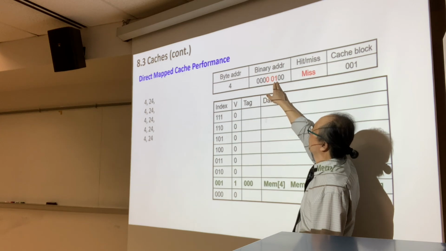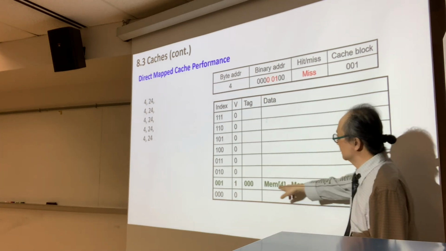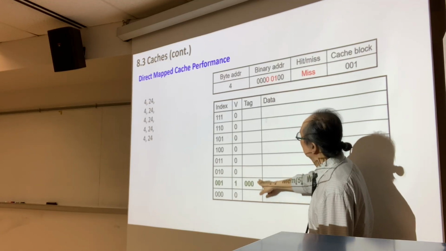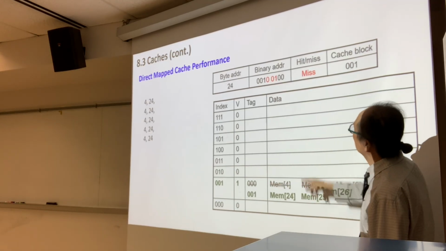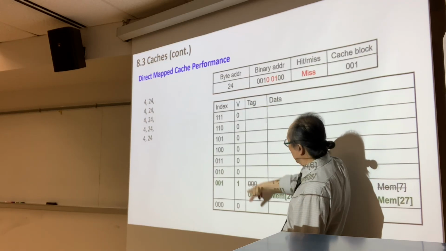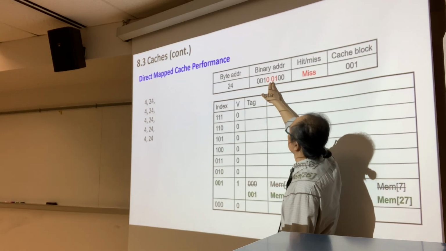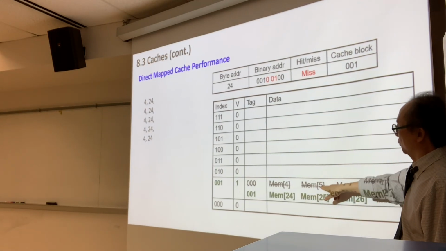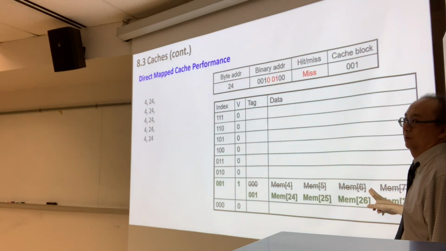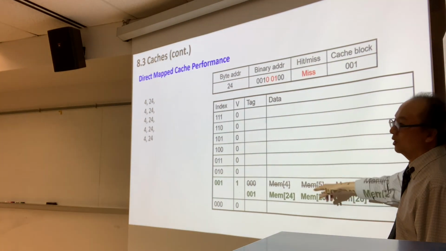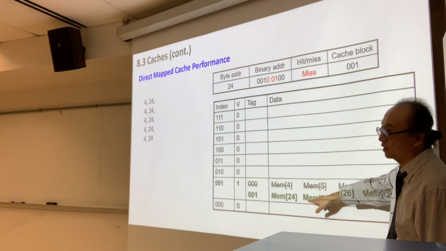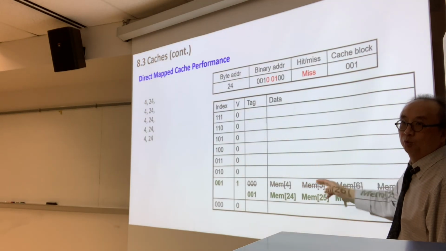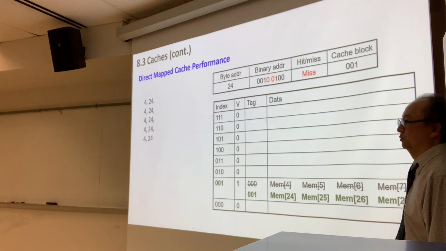For 4, this is 0, 0, 1 as the index, that is right there, and then 0, 0, 0 is going to be the tag. However, for 24, it's 0, 0, 1 as the tag and 0, 0, 1 as the index. So we're going to replace this guy. And then next time when we call 4, we have to replace 24. Next time we call 24, replace 4. We keep doing it. That's why it's a 100% miss rate.